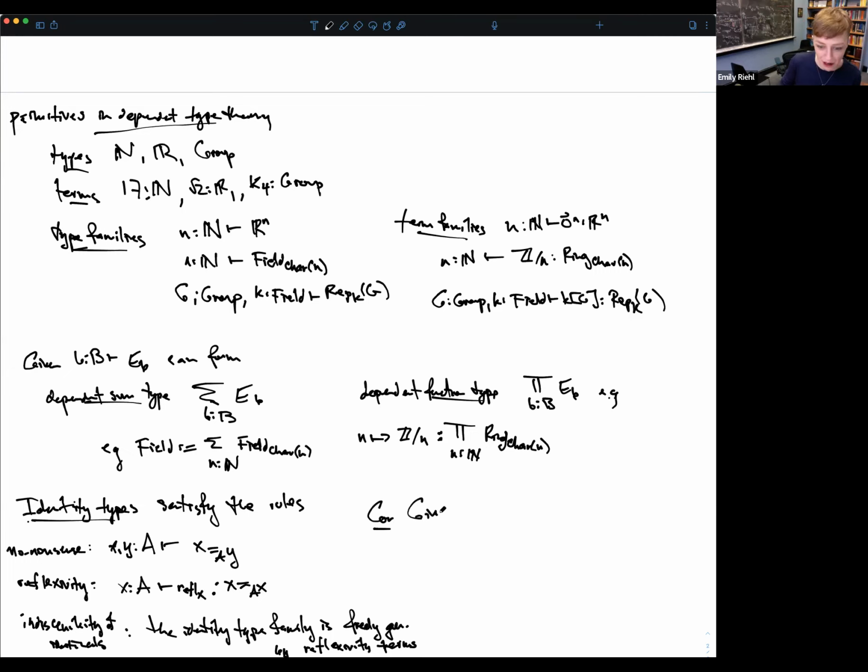So if I'm given an arbitrary type family and a term in some identity type in the base, so a proof p that x can be identified with y, so x and y are then terms in this base type B, then I have a function which is traditionally called transport along p that goes from the fiber over x to the fiber over y. So in topology, this is the operation of path lifting. If I have a path on the base of a fibration, then there's an associated continuous function between the fibers.